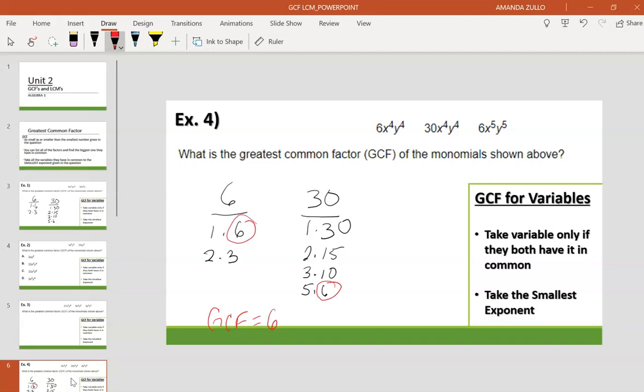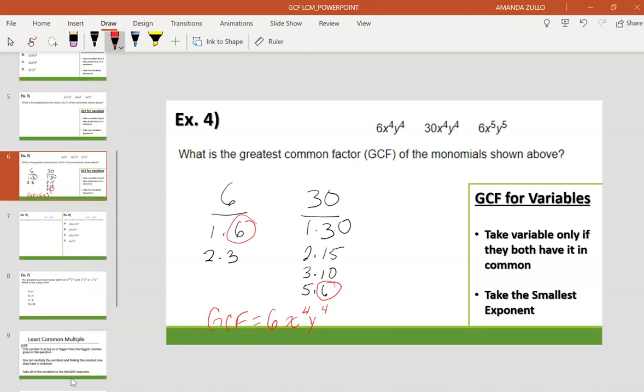All right, now you're going to take the variables that you have in common. So you have x's on all 3 terms and y's on all 3 terms. So I have x, the smallest exponent there is 4. And we have y's, and the smallest exponent there is also 4. So that's my GCF: 6x to the 4, y to the 4. Simple as that. Let's go to our next example.